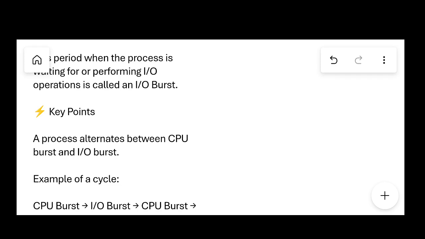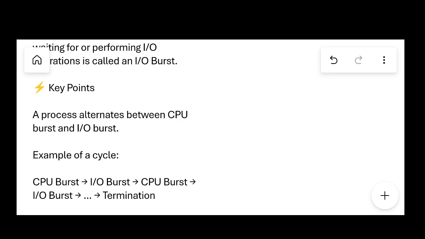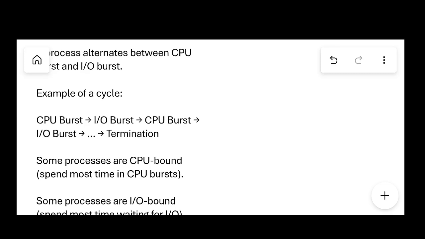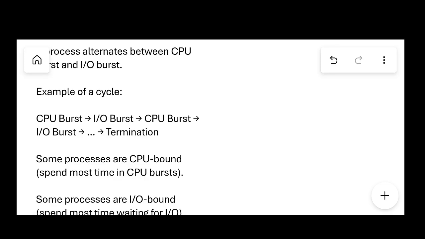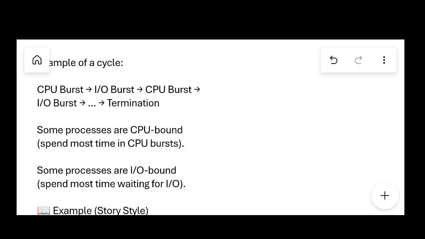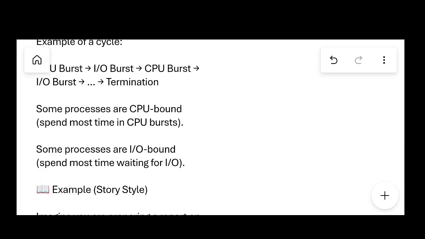Now see key points. A process alternates between CPU burst and IO burst. Example of a cycle: first is CPU burst, then IO burst, then CPU burst, then IO burst. So in the end, termination. Some processes are CPU bound, spend most time in CPU burst. Some processes are IO bound, spend most time waiting for IO.